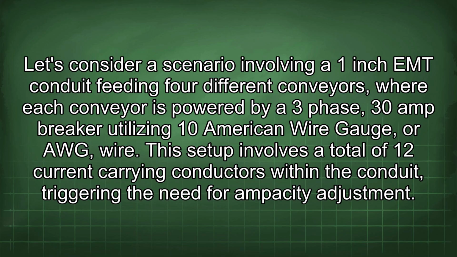Let's consider a scenario involving a 1-inch EMT conduit feeding 4 different conveyors, where each conveyor is powered by a 3-phase 30-amp breaker utilizing 10 American wire gauge, or AWG, wire. This setup involves a total of 12 current-carrying conductors within the conduit, triggering the need for ampacity adjustment.